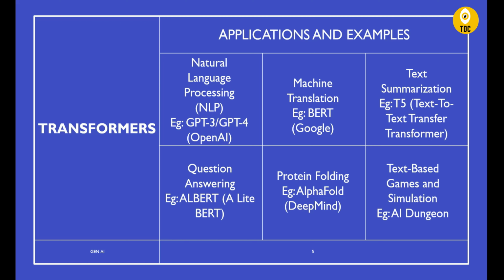This interactive text-based adventure game uses ChatGPT 3 to generate dynamic storylines and scenarios based on the user input, providing a more immersive gaming experience. So these are the major examples of transformers and their applications. The most popular is definitely ChatGPT 3 and 4 by OpenAI.